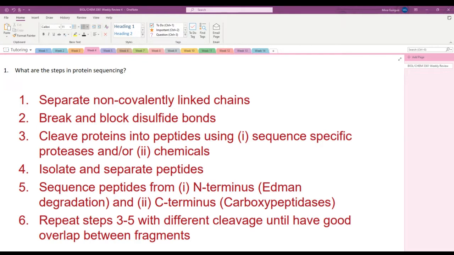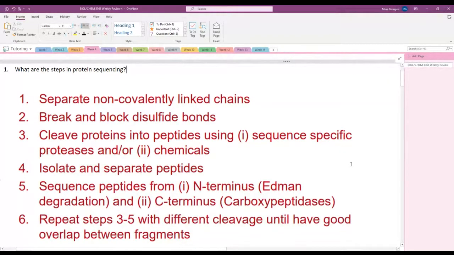Next, disulfide bonds are a covalent linkage. However, they are not a part of our primary structure. That's our goal, really, to bring this down to its primary structure. So the first two steps get rid of the non-covalent chains and then the covalent chains that are not peptide bonds. Okay? Our third step is to cleave proteins into peptides using either sequence-specific proteases or chemicals.